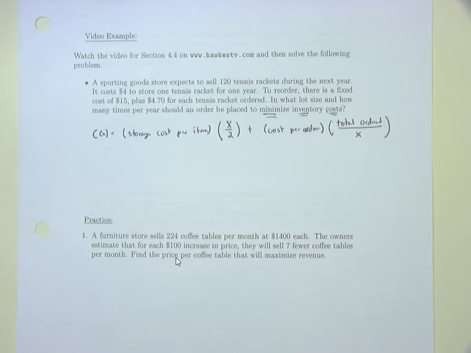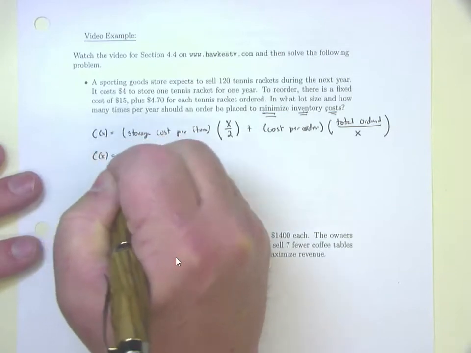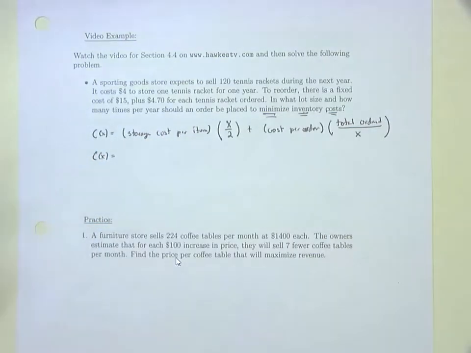So, read through this problem and let's analyze what's what. C of X is going to be equal to, what was my storage cost per item? Let's read through this thing again.